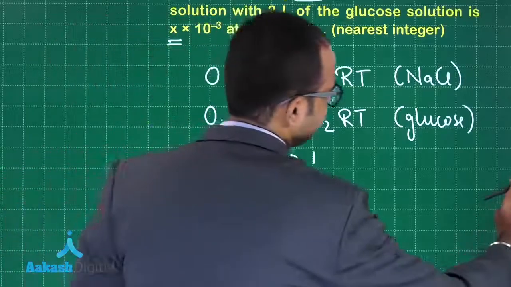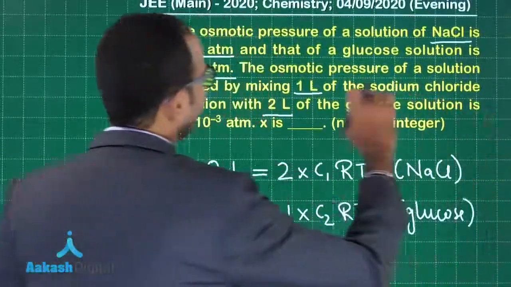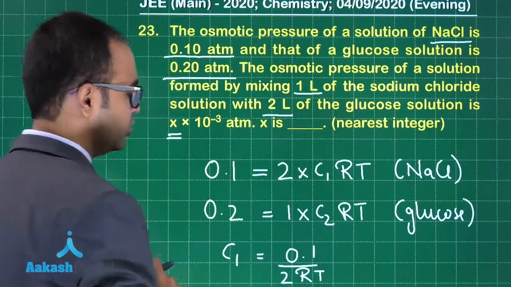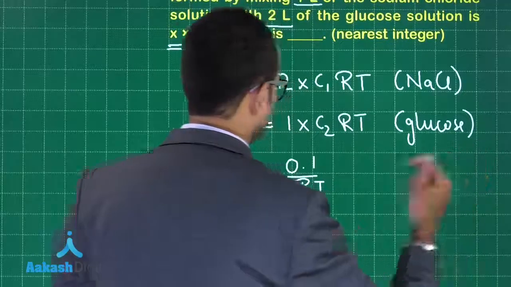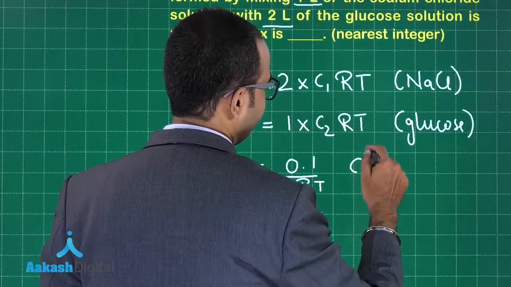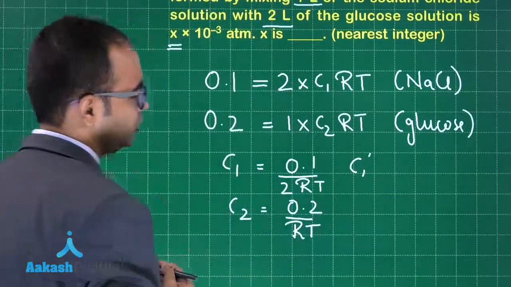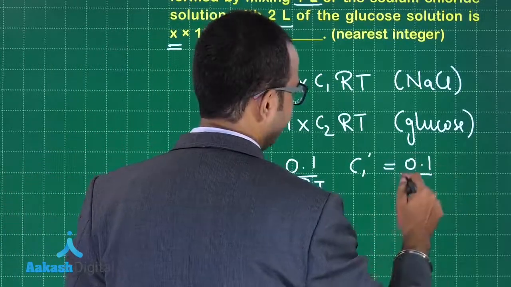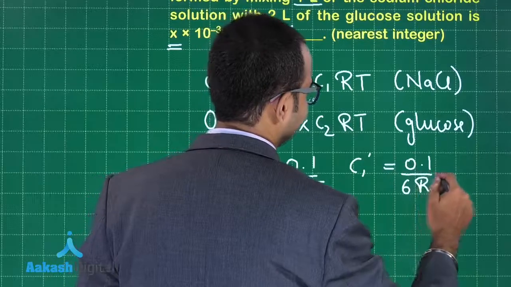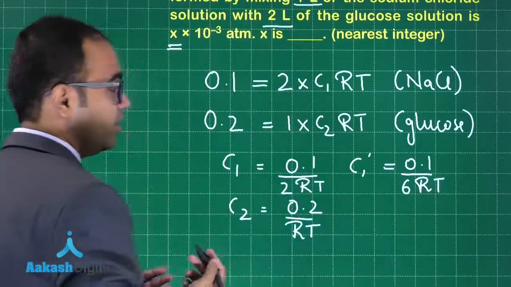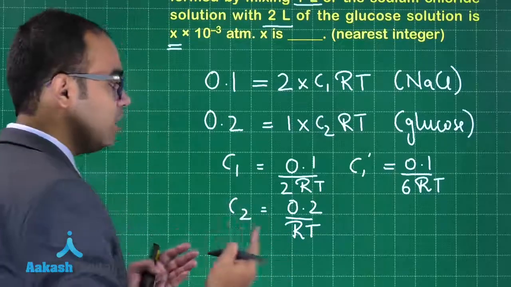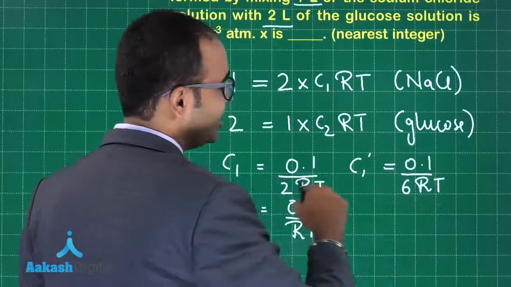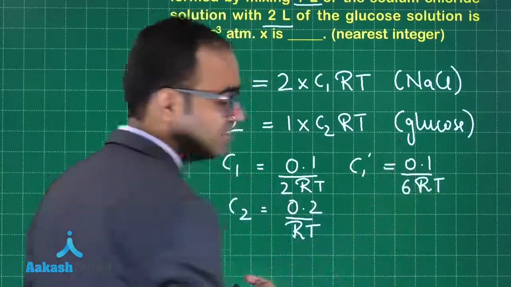Now what we are doing is, if you check carefully over here, we have 1 liter of NaCl solution and 2 liters of glucose. So the new concentrations will be what? So the new concentration of NaCl, I'll take it as C1 dash. Since you are taking one volume, the total volume is 3 liters. So the new concentration would be 0.1 upon 3 into 2 RT. So that is 0.1 upon 6 RT.